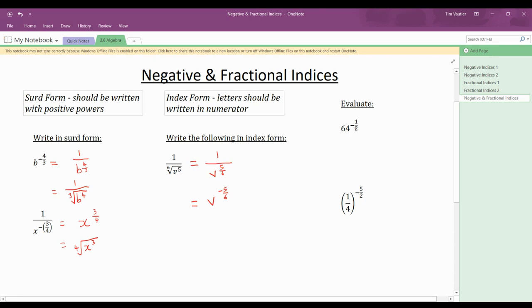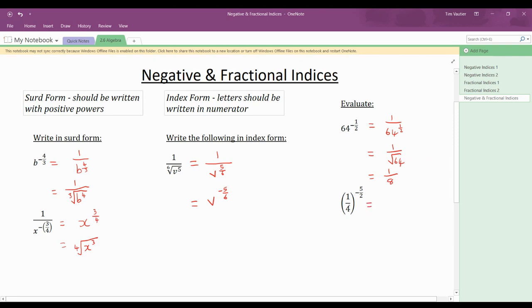And so now evaluating, we've got a negative power that's also a fraction. And so if we deal with the negative first, we're going to rewrite it as 1 over 64 to the power of half. And remember, if we have a power of half, that means a square root, a 2 in front of there if we were to write it. And so 1 over the square root of 64, well, the square root of 64 is 8. 8 times 8 is 64. So this works out to be 1 over 8.